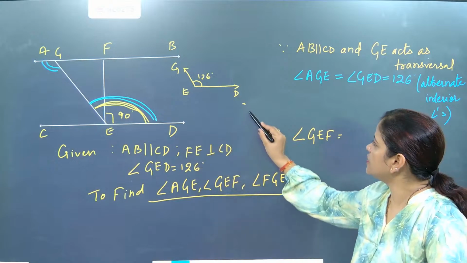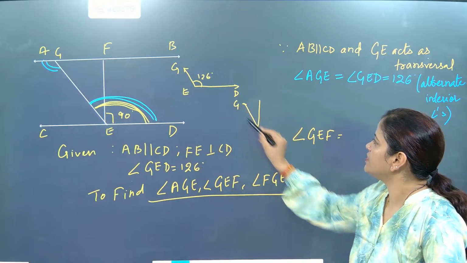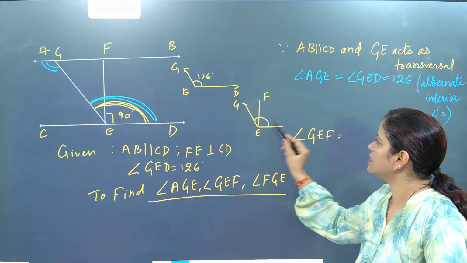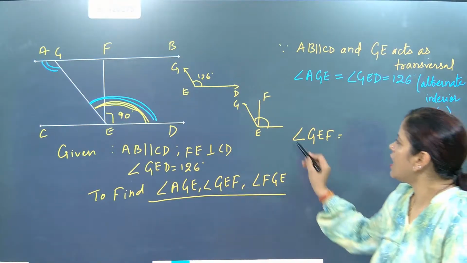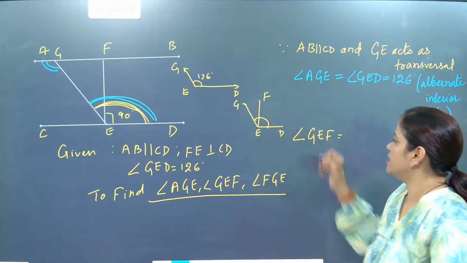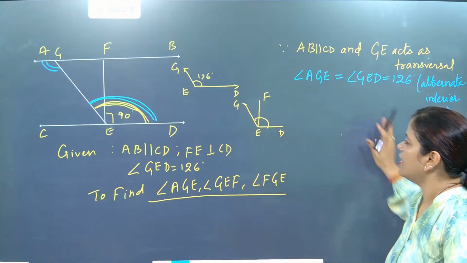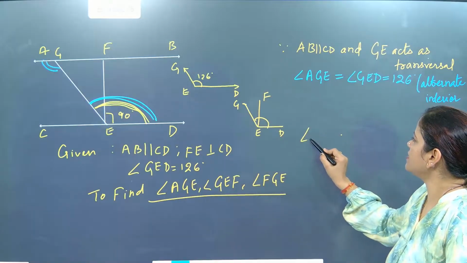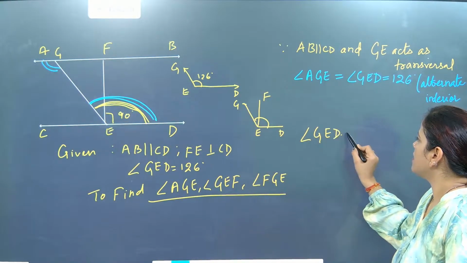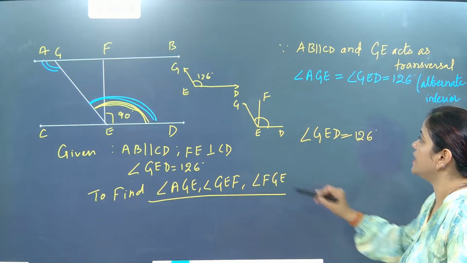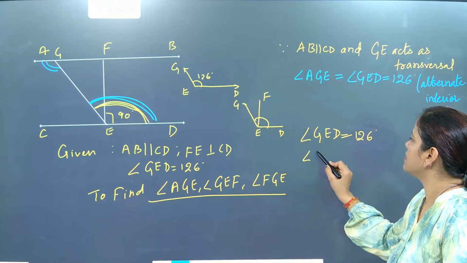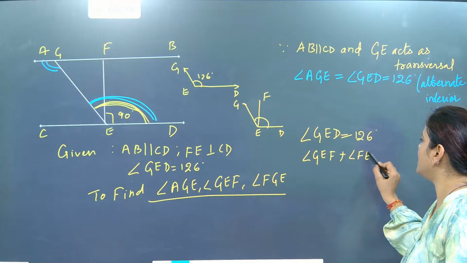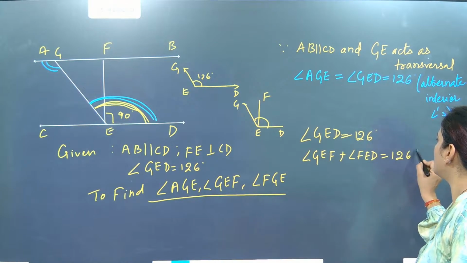So they are asking GEF. Can I take this one total? Our work is done. Understood? We will not be focusing on GEF. We will take GED. Our GED is given now. What is given? GED is equal to 126 degrees. Now GED is made with GEF plus FED, and that will be equal to 126 degrees.